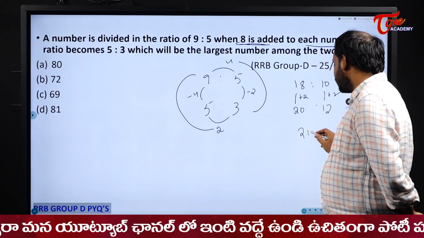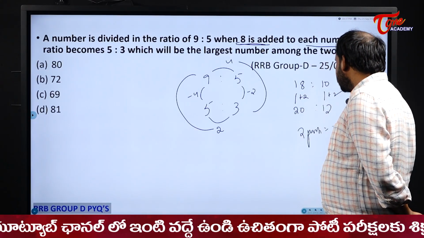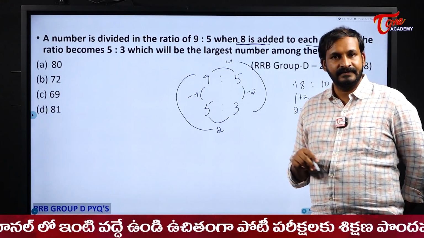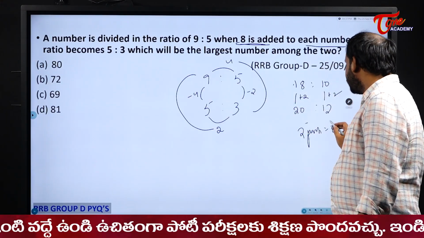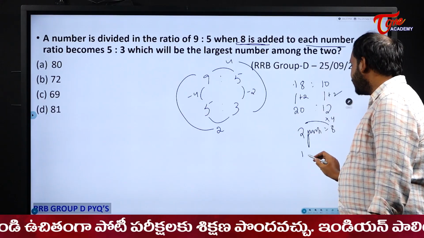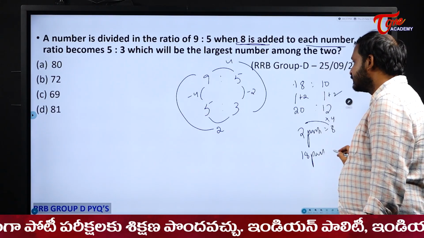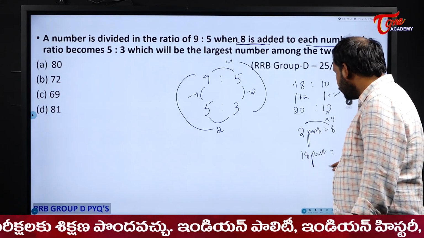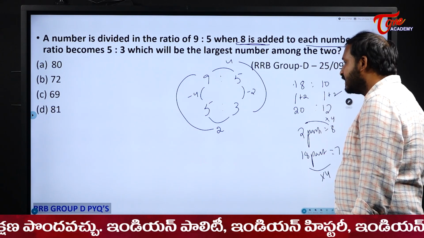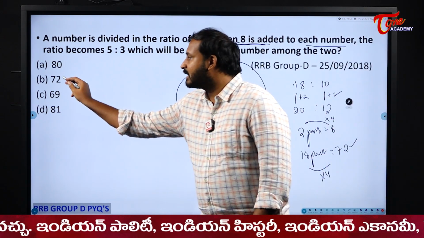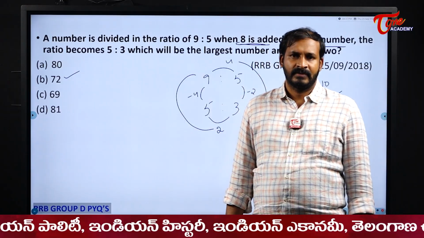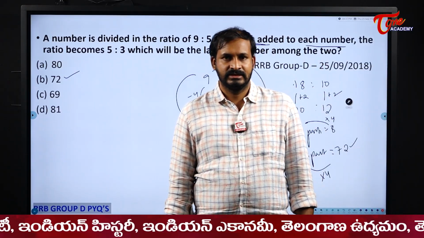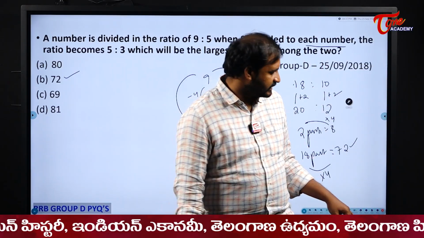So 2 parts is equal to what they have given for us? 8. So what is the largest among both of these? 18, right? 2 into 8 is what? Into 4. So 18 parts will become what here, students? What is 18 parts? 18 into 4. It will become what for us here? 72. So our answer here becomes 72. Similar type of questions. Nothing different from the questions which we have discussed earlier.